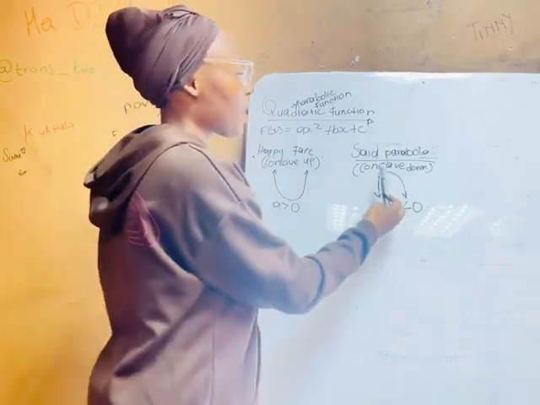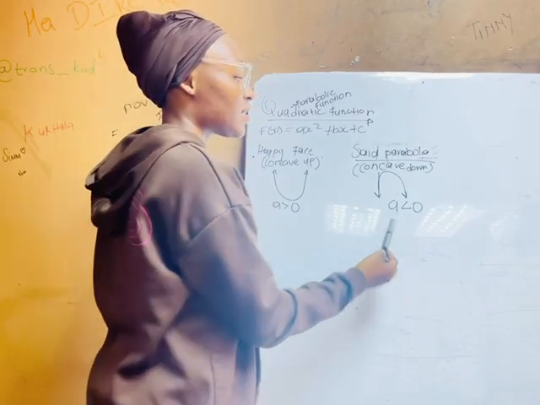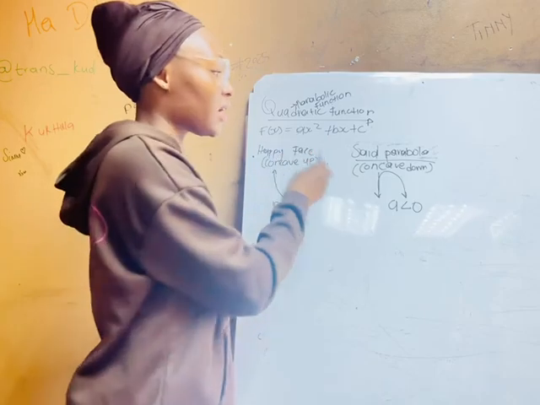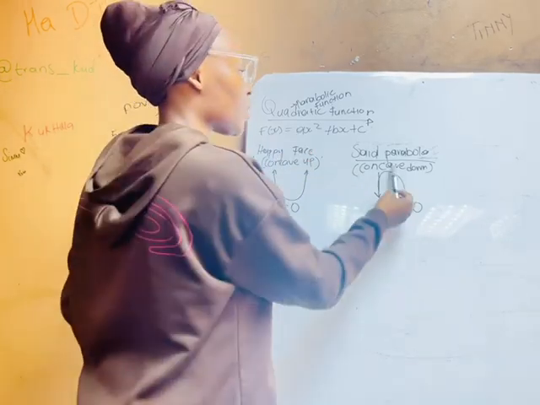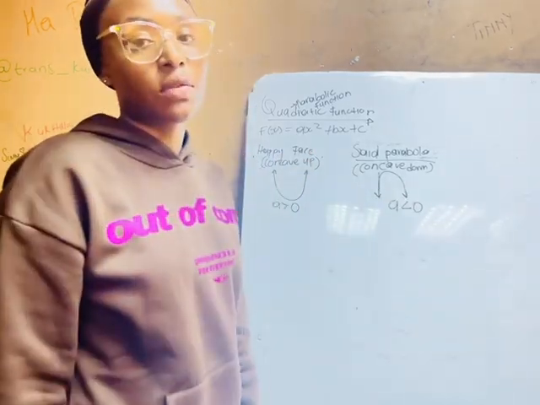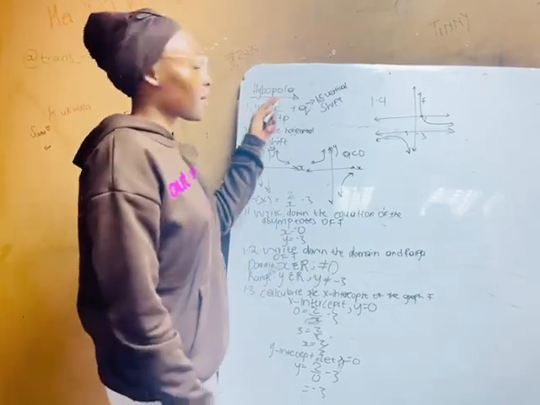And here we have when a is less than 0, it means your a will be negative here. It means that the shape of the graph must face down, which is concave down. So we're going to do a hyperbola.